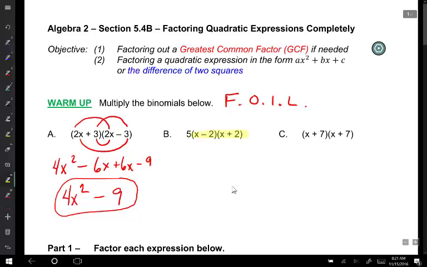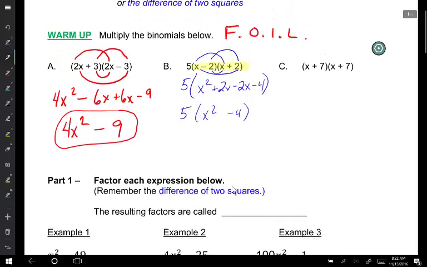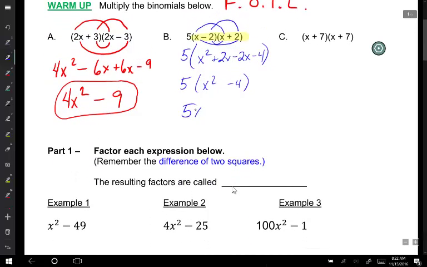What's x plus 2 times x minus 2? Well, let's see. X times x is x squared. Outside is 2x. Inside is negative 2x. Last is negative 4. What happens to the middle two terms? They cancel. That leaves me with 5 times x squared minus 4. Now can I deal with the 5? All right, Paul, distribute that for me, please. 5x squared minus 20. Okay, so there we go.